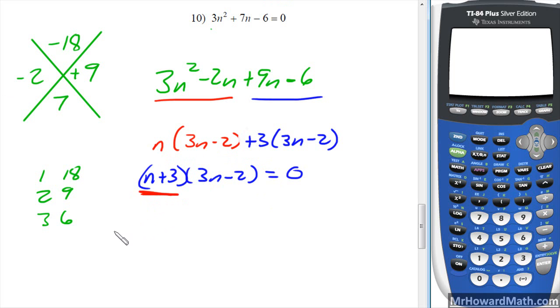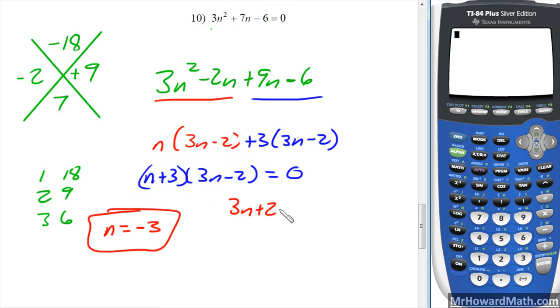So I'm going to shortcut this one. This one is going to be n equals negative 3. When the leading coefficient is 1, you just take the opposite sign of this one, and that's your solution. So n equals negative 3. Then we have 3n subtract 2 equals 0. We're going to add 2 and divide by 3, so we're going to get 2/3 when we're done.